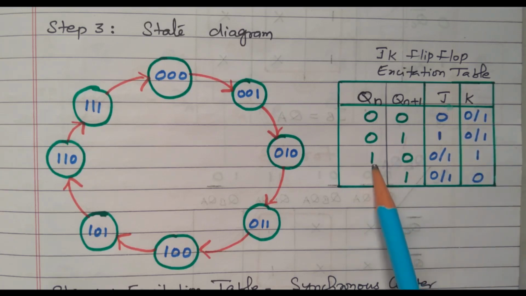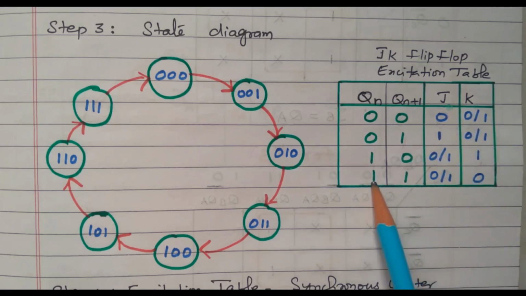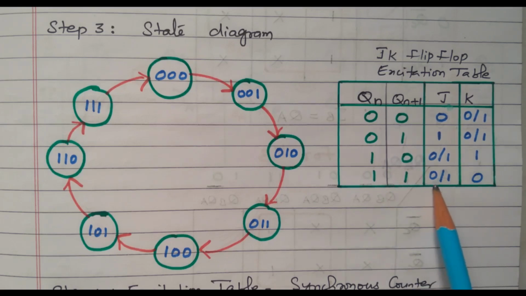The third case, the current state is 1, and if you want to change the next state to 0, 1 to 0, what is the input required? J may be 0 or 1, K is 1. Then the last one, the current state is 1 and the next state we also want 1, 1 to 1, there is no change, so what input do we need? J is 0 or 1, K is 0, right?